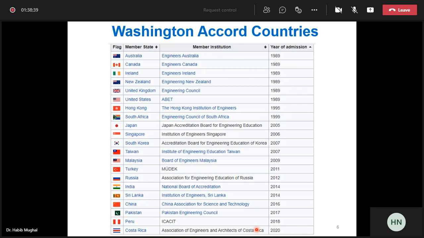And they got this Washington Accord in 2020, whereas Pakistan got it in 2017. And these countries like Australia and Canada got it in 1989 through their Engineers Australia, which is a governing body, a regulatory body, like in Pakistan. What is the regulatory body of engineering? That is the Pakistan Engineering Council.